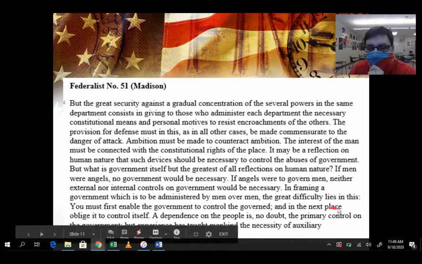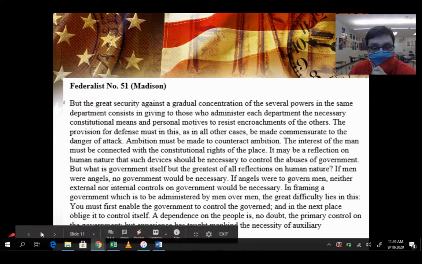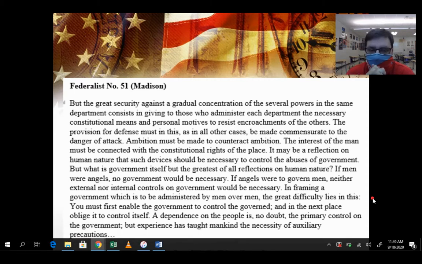"The next place is you have to oblige it to control itself." You have to give government the power to control itself. "A dependence on the people is no doubt the primary control on the government. But experience has taught mankind the necessity of auxiliary precautions."